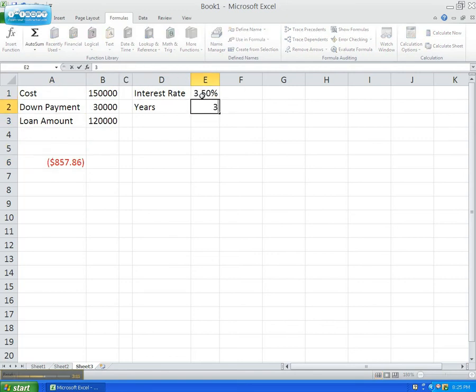I can change my years to 30, and you can see my monthly payment on a 30-year at 3.5, which would be a great rate on a 30-year loan, goes down to 538. So that is your payment function. It also gives you a chance to see how changing values in the cells that are being used to calculate your payment will adjust the payment amount. So you get to see Excel kind of working there.